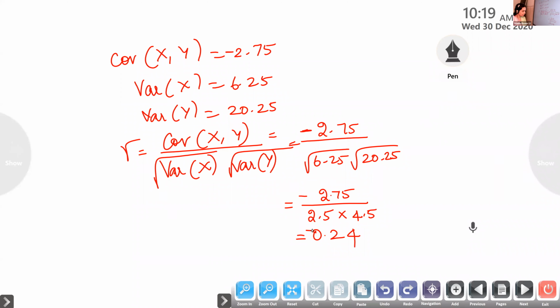Is it correct, Karthik? Yes, ma'am. Negative 0.24. Okay. Right, the next one.